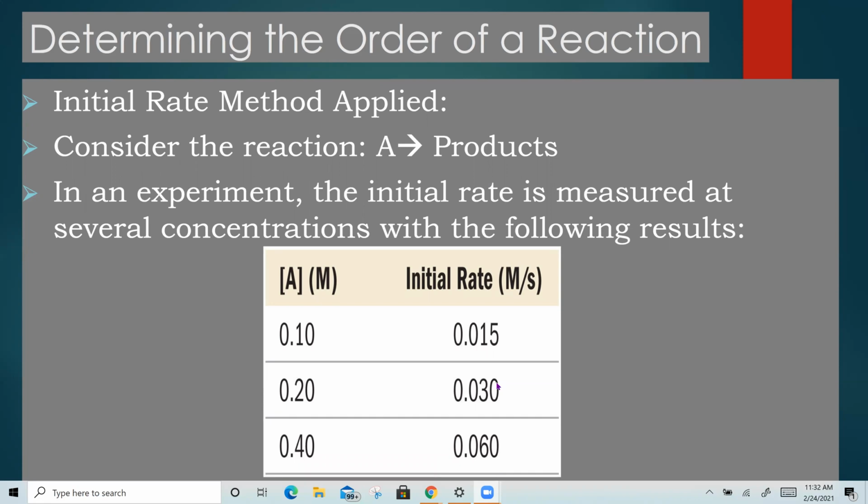All right. And so what we're seeing from this data is that the change in concentration is directly proportional to the change in the rate, right?